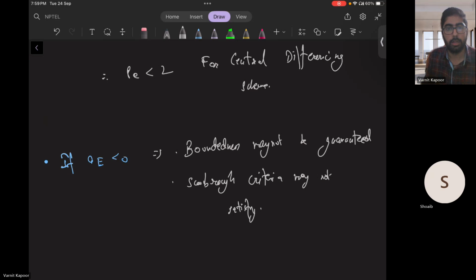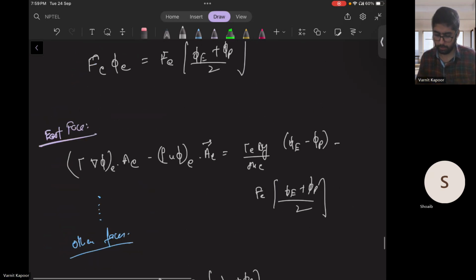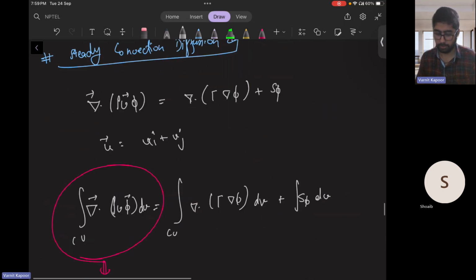All right. So we'll see, instead of the central differencing scheme, what other schemes we will use in coming tutorials. I hope there is no doubt. We have covered a lot of things in today's tutorial.